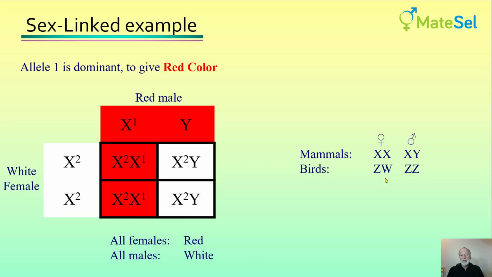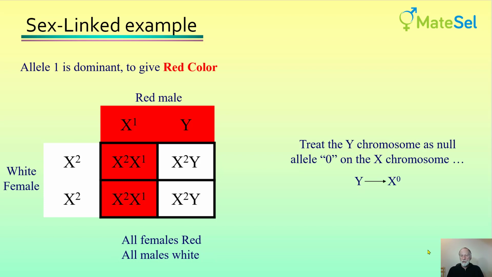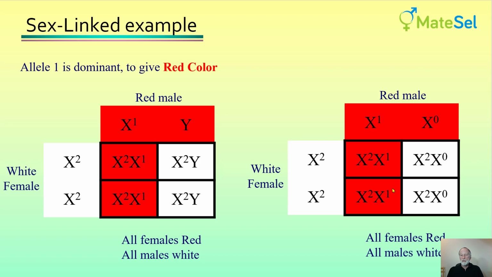The heterogametic sex is not the male, which is XY in mammals, but it's the female, ZW in birds. What we can do when we're handling this in Matesel is to treat the Y chromosome as a null allele, possibly allele 0, on the X chromosome. So we could represent the Y chromosome as X0, like an X chromosome with a 0 allele on it, and that would give exactly the same diagram, replacing Y with X0, but we'll stick with using Y as the descriptor.